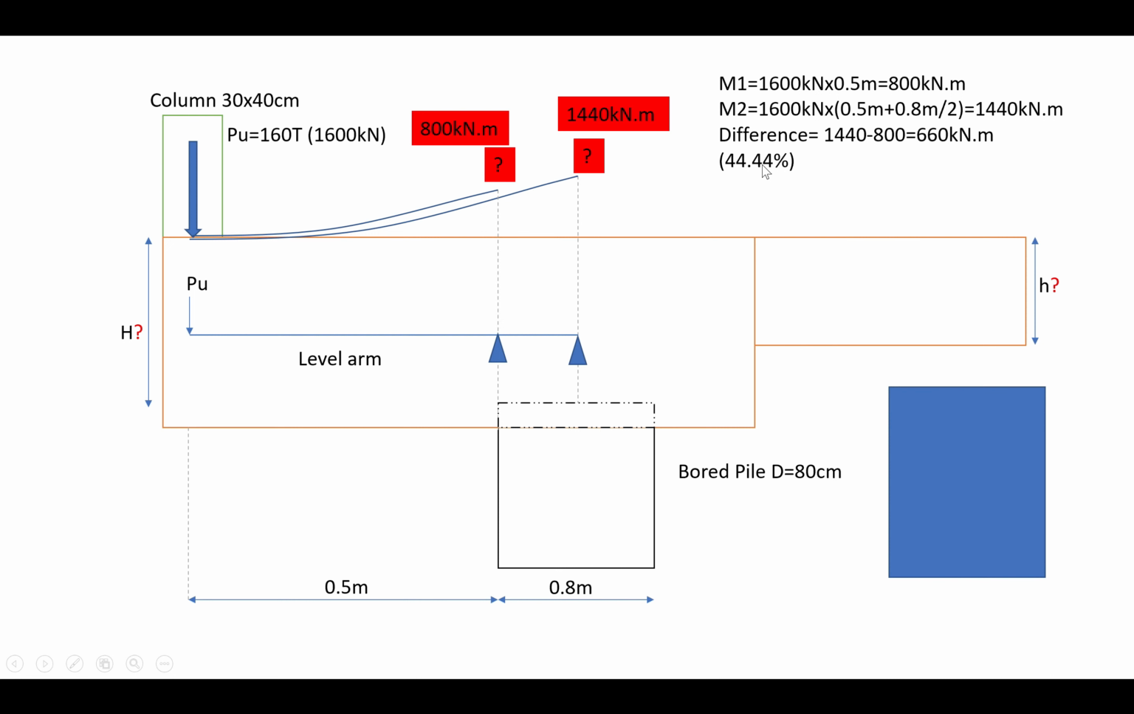So the 44.44% will make the different reinforcement also, 44.44% between those two moments. So which moment should we use for calculation? This one or this one? Why do we use this one or why do we use this one? So let's compare with the strut and tie method.